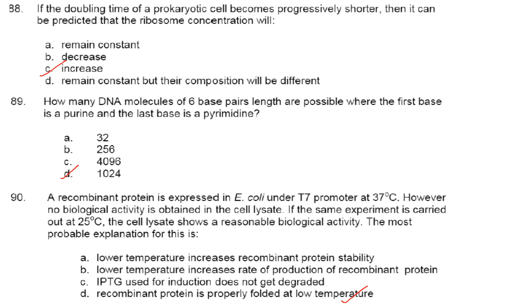So the answer here is that the recombinant protein is properly folded at low temperature. At higher temperature, the protein got denatured. That is why it did not show activity at 37 degrees Celsius.